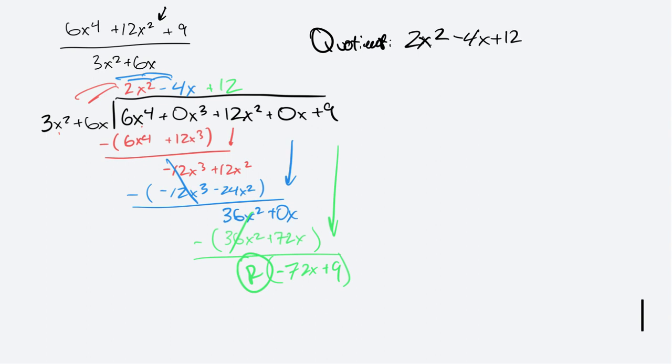Let's go with a plus negative 72x plus 9 over 3x squared plus 6x. Okay, this is our quotient. That's the answer to the long division problem.